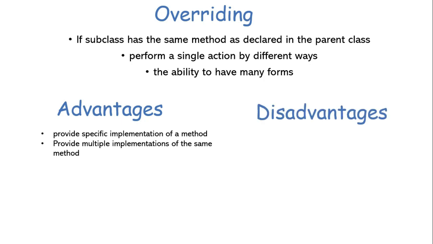And disadvantages are: runtime polymorphism can lead to performance issues as the machine needs to decide which method or variable to invoke, so it basically degrades the performance as decisions are taken at runtime. It also reduces the readability of the code.